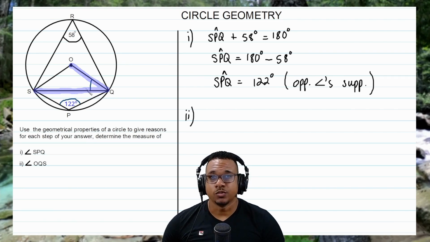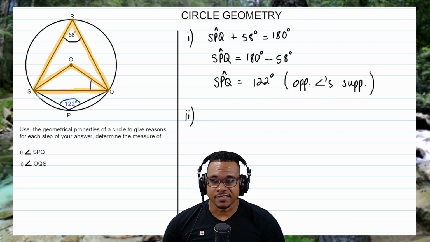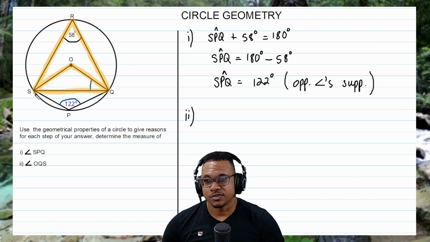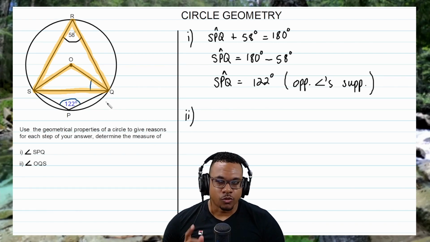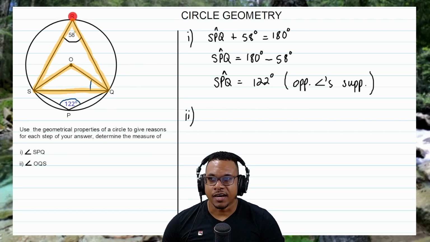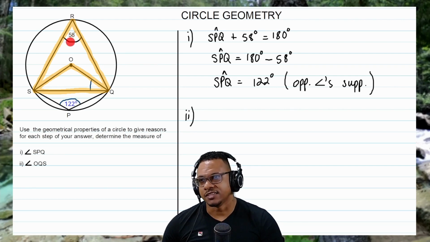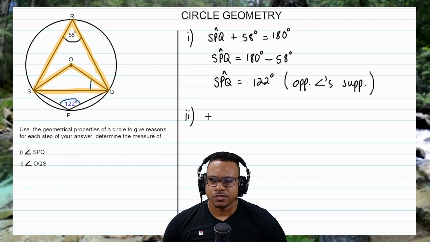Now first of all, I notice that the angle at O, that angle is SOQ, is the angle at the center of the circle and stands on the chord QS or SQ. And also this angle up here at R, which is angle SRQ, it also stands on the chord SQ. And this angle is at the circumference of the circle. And we know that the angle at the center of the circle is twice the angle at the circumference of the circle.